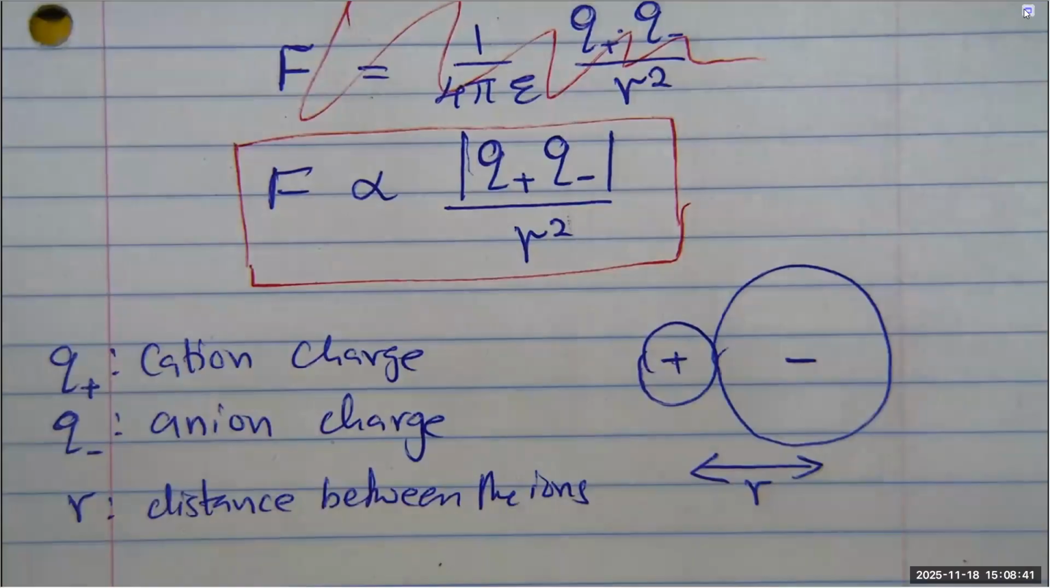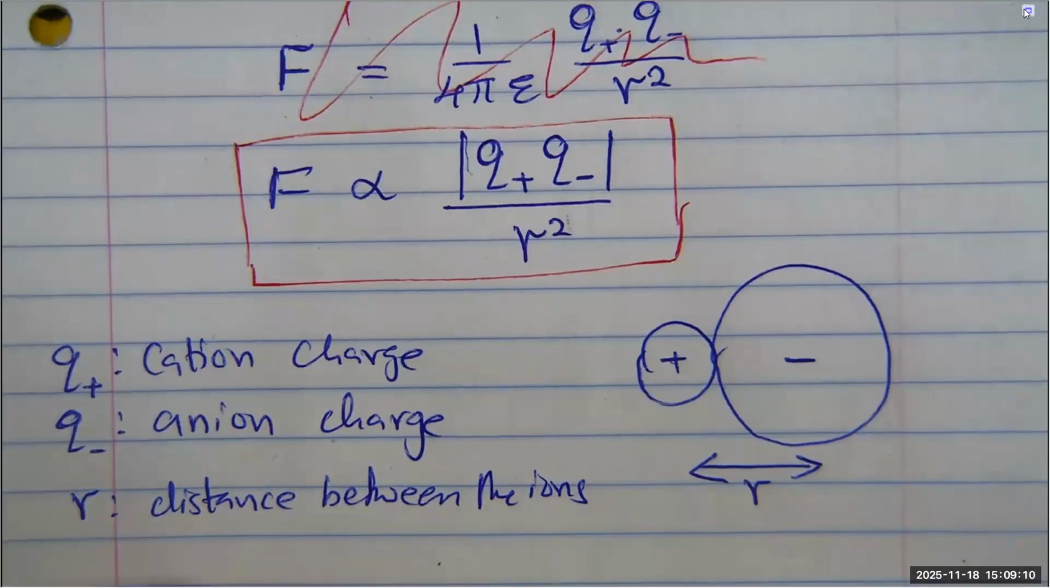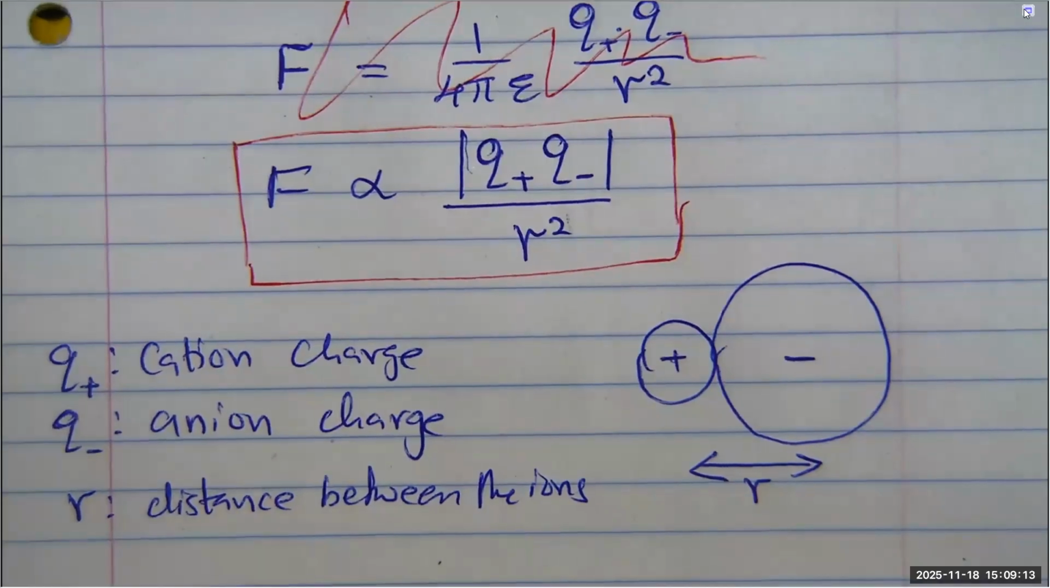Now, at this point, we are already done with the cation charge and the anion charge. We know how to determine the charge of the cation and the anion of any element using the periodic table. Also, we know how to determine the distance between the ions, because that depends on the ion size, and we have learned the periodic trends of the sizes of the elements. Now, all we have to do is remind ourselves about these periodic trends.